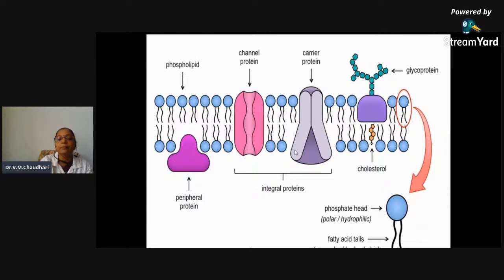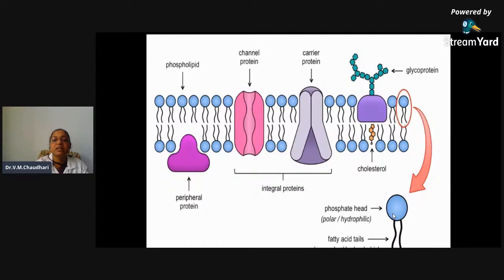In the cell cytoplasm there are ribosomes, DNA, RNA, cytoplasmic granules, all this content is present inside this membrane. So this is the structure of the cell membrane.